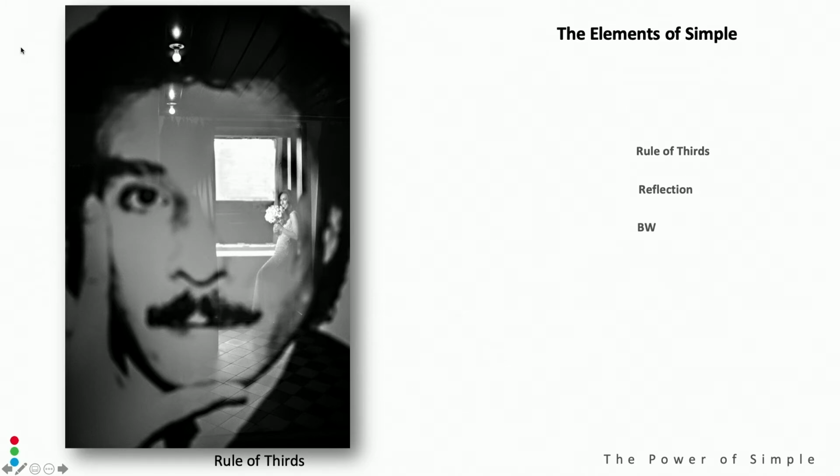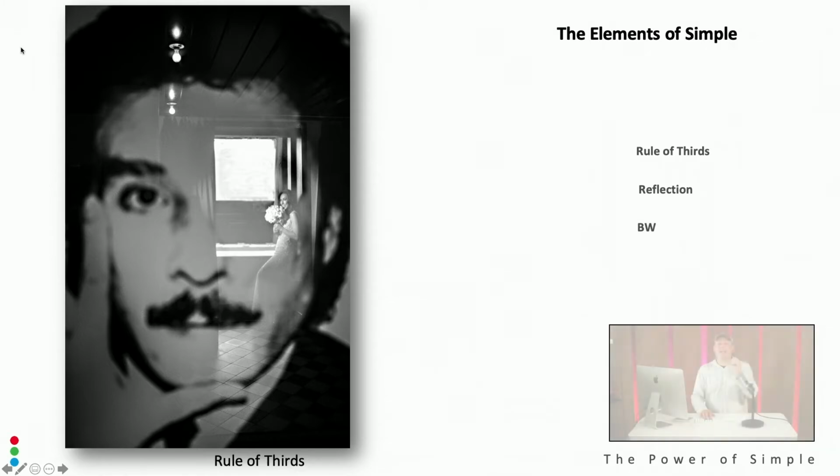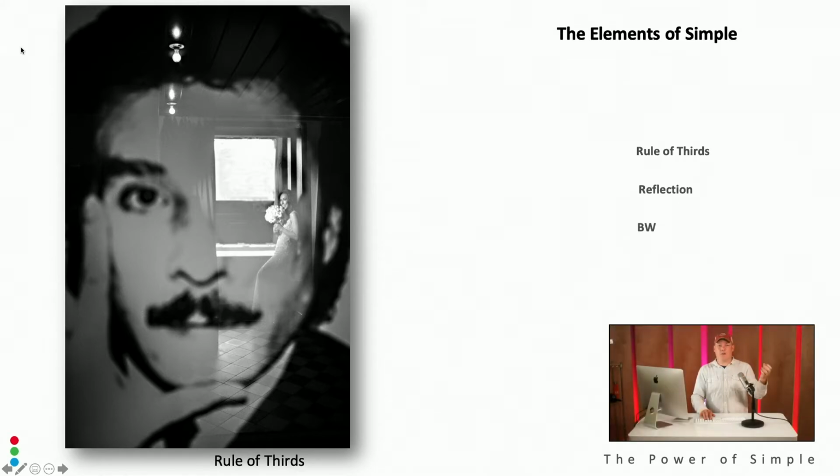So sometimes making your images black and white also helps make them simple, because I think a lot of times when you're looking at a color image, you kind of get caught up in looking at the colors. Whereas when you're looking at a black and white image, I think you're more focused on the image and the emotion and the mood, etc.